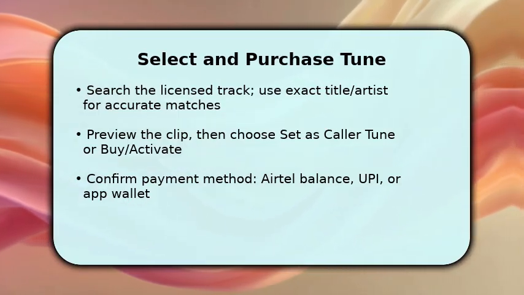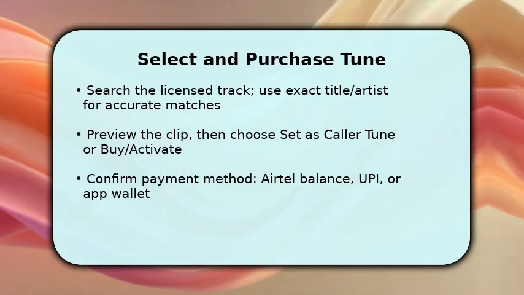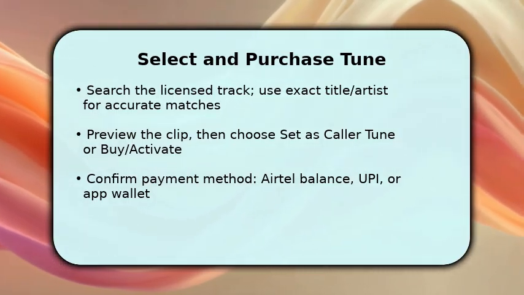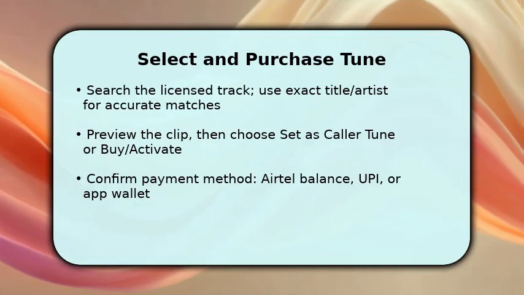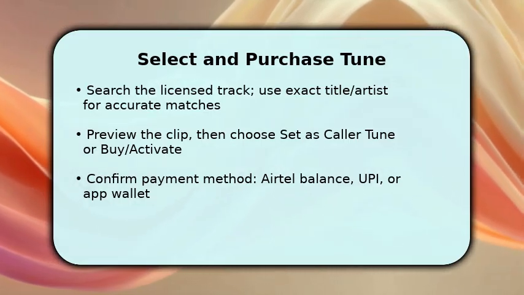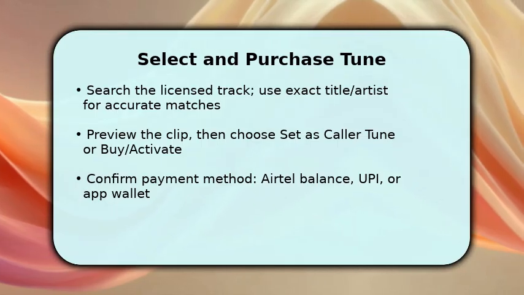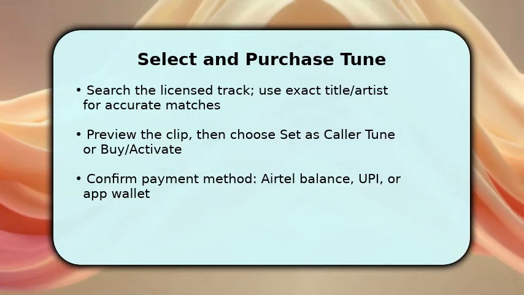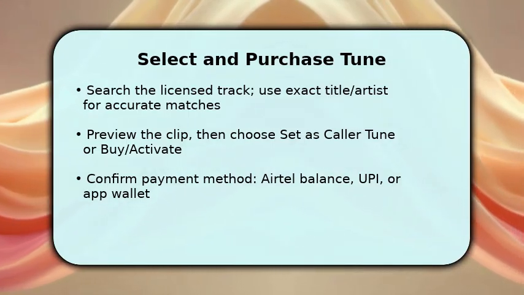Preview the clip to verify it's the right version, and then tap Set as Caller Tune or buy/activate depending on the app wording. You will be asked to confirm payment. Choose Airtel Balance, UPI, or the in-app wallet. Once you authorize payment, the system processes the activation and assigns the clip to your number. Keep the confirmation message for reference.